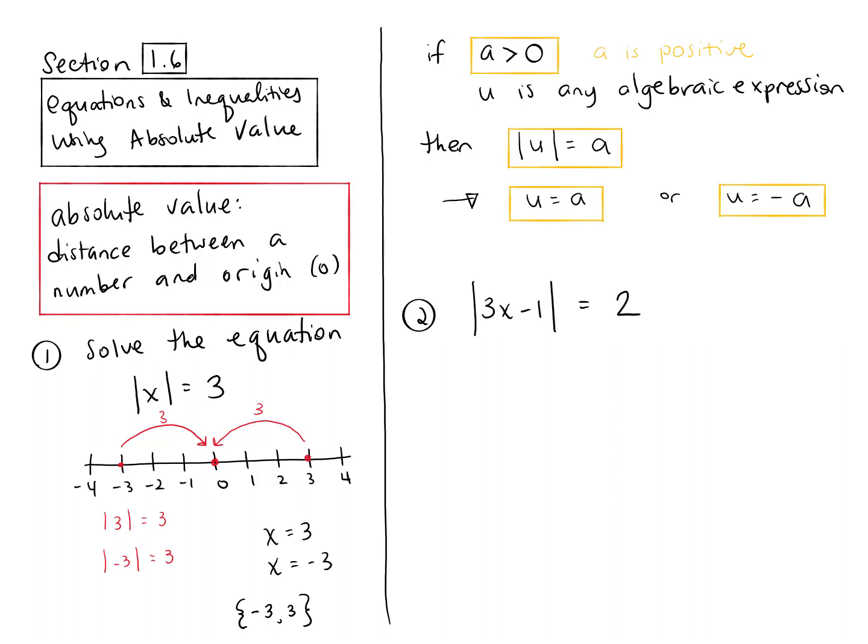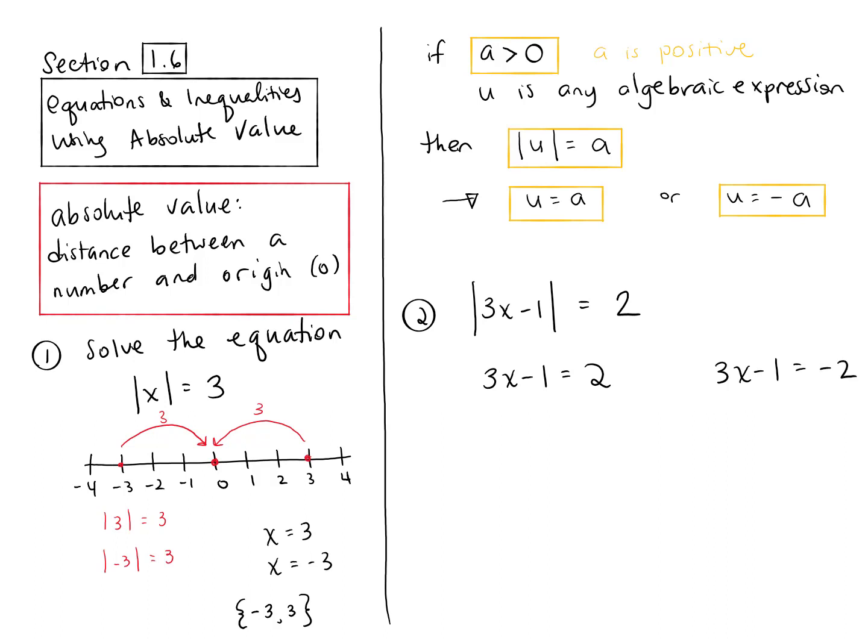Notice several things about this. We have our algebraic expression in the absolute value that's isolated, equal to a positive number. You'd have to have both of those to be able to apply this. So here we have an absolute value equal to a positive number. Therefore, I can apply this, and I need to write two equivalent statements. Those two equivalent statements would be 3x minus 1 is equal to 2. My second statement is 3x minus 1 is equal to negative 2.